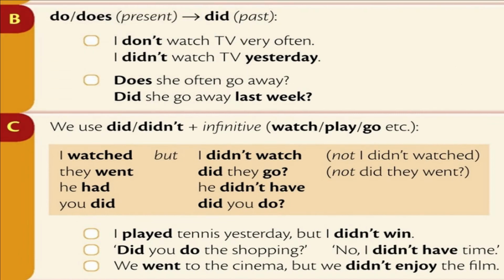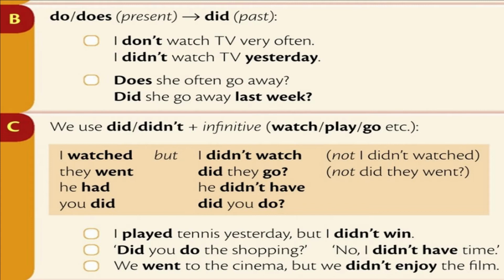Section B. Do and does are used in present tense and did is used in past tense. For example, I don't watch TV very often. I didn't watch TV yesterday. Does she often go away? Did she go away last week?